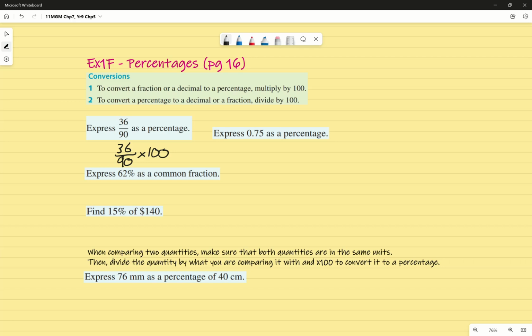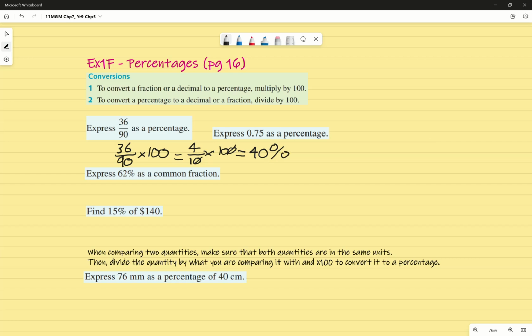Yeah, so we could take 3 out, or we could take 9 out, right? If we take 9 out, we get 4 on 10, which is looking a little bit better, right? Now if we multiply that by 100, so that's 4 on 10 times 100, the 10 will cancel out, so we have the 1 0 cancelling with the 1 0 here. So we're just going to get 4 on 1, which is just 4, times 10. So we'll just end up with 40, and that's a percent, right?